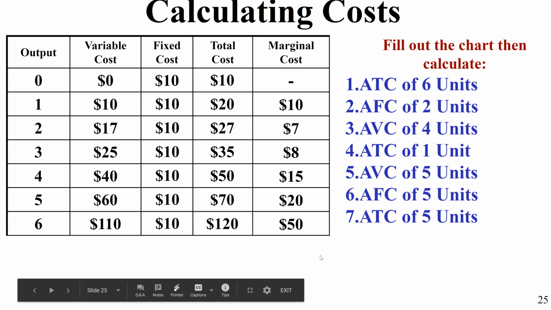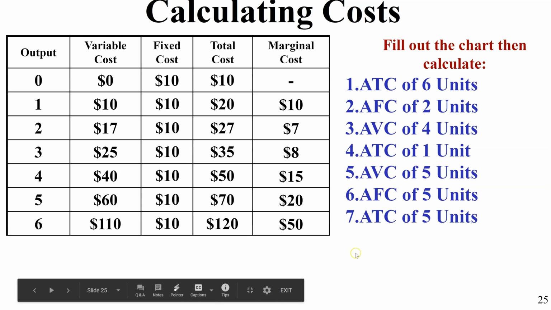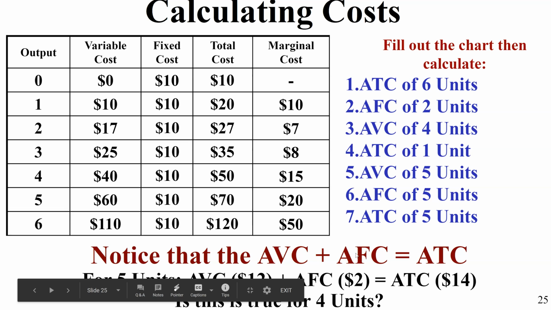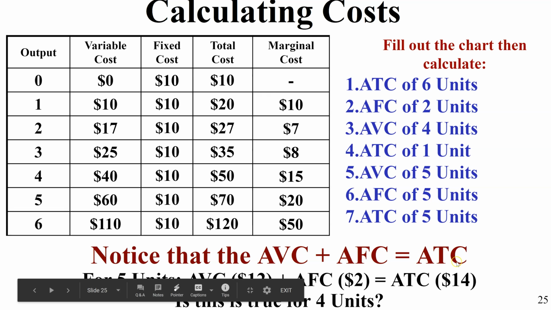This is a good practice exercise, and you're going to get some of these in the take-home quiz and on the MindTap as well. I think you'll find it helpful. So remember, to get your ATC, you're adding both AVC and AFC together to get your average total cost.